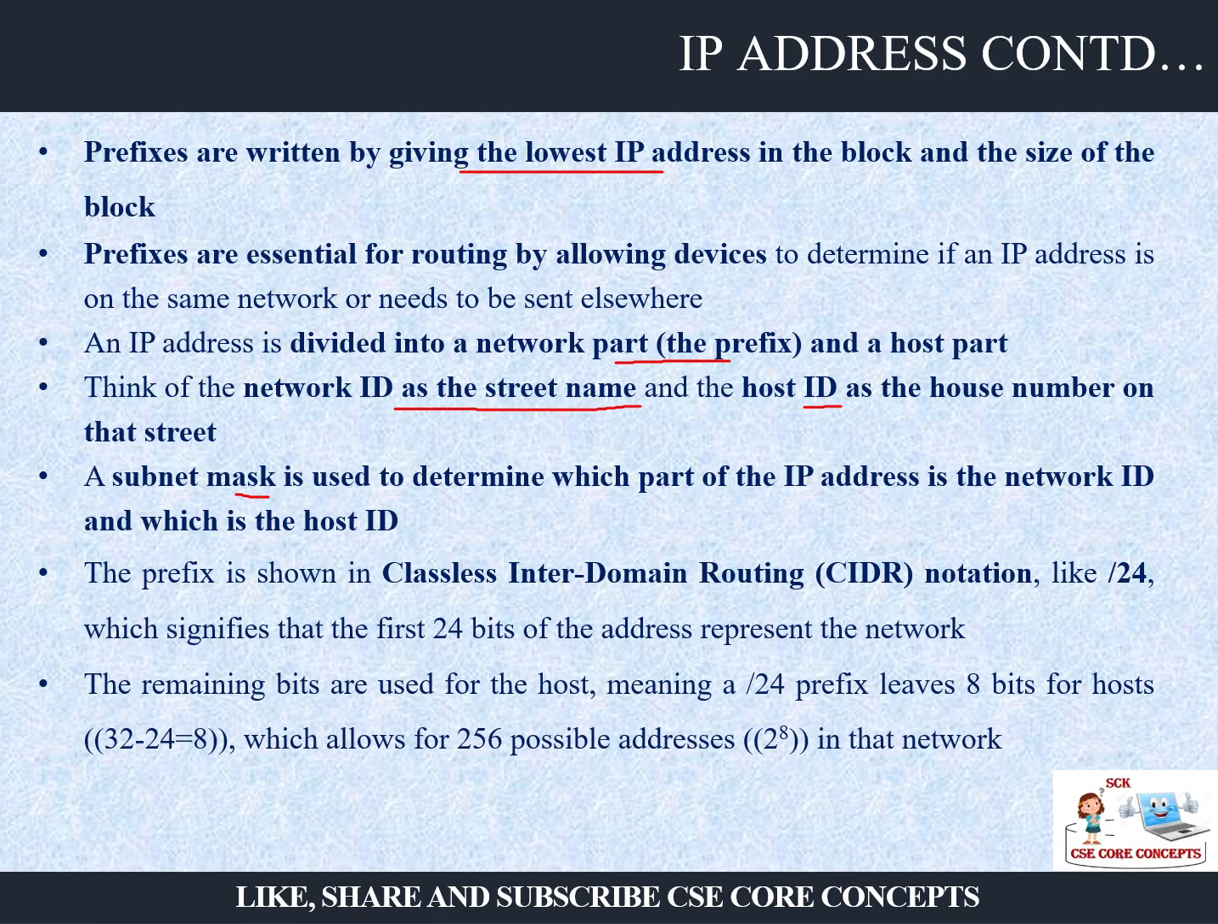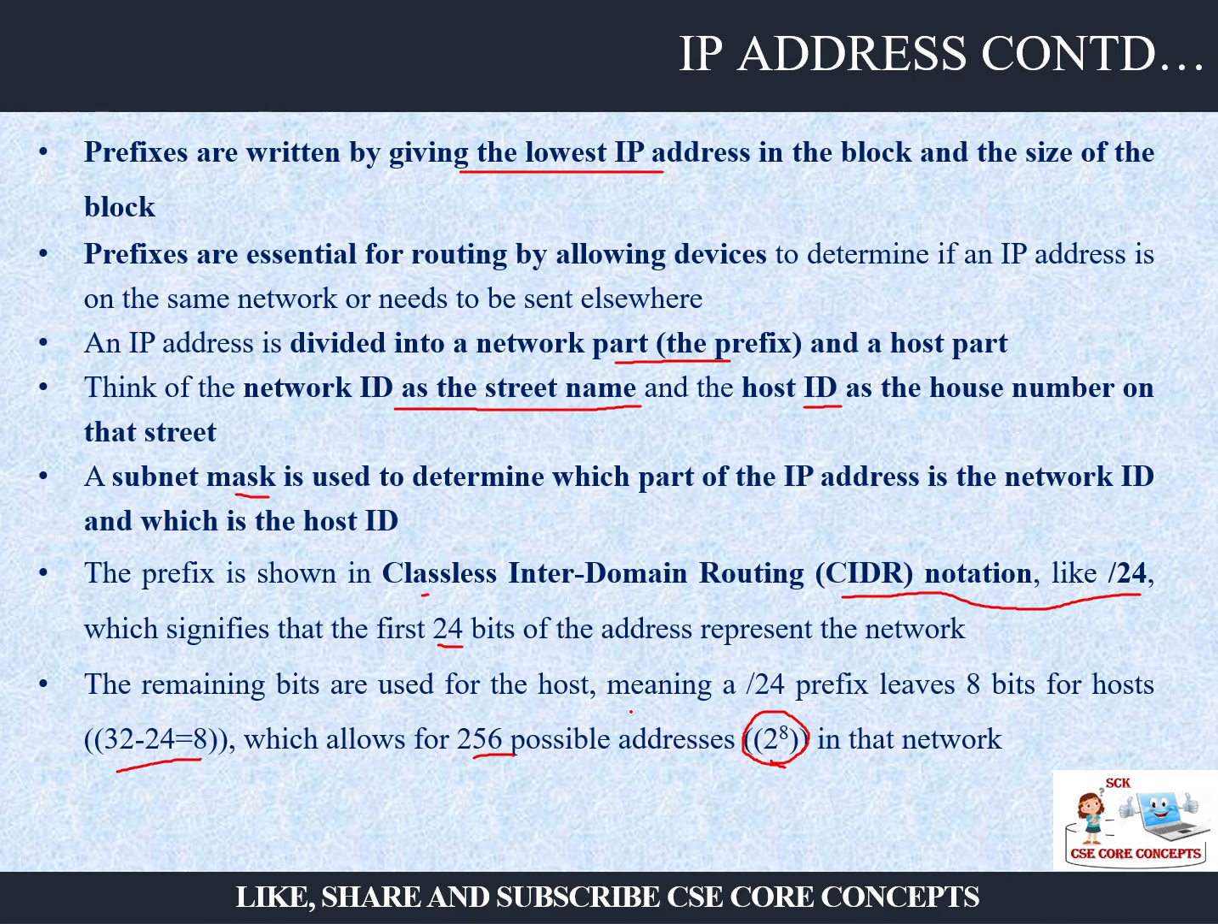There are certain subnet masks which are predefined, and the prefixes are written in a form called classless interdomain routing, that is CIDR notation, like /24. If I talk about /24, it means the total IP address length is 32 bits. So if I subtract 24 from 32, I get 8. It is always a power of 2, so 2 raised to the power 8 gives 256 possible addresses.